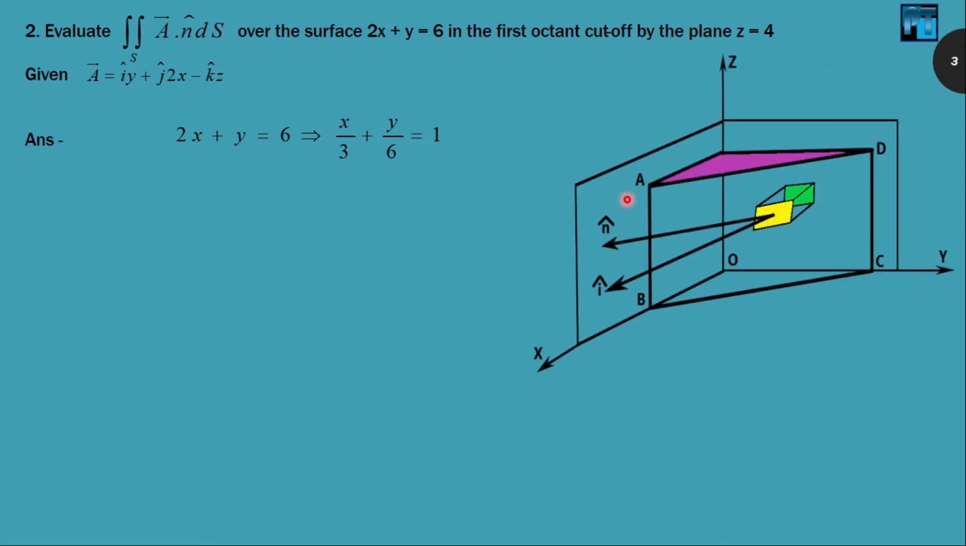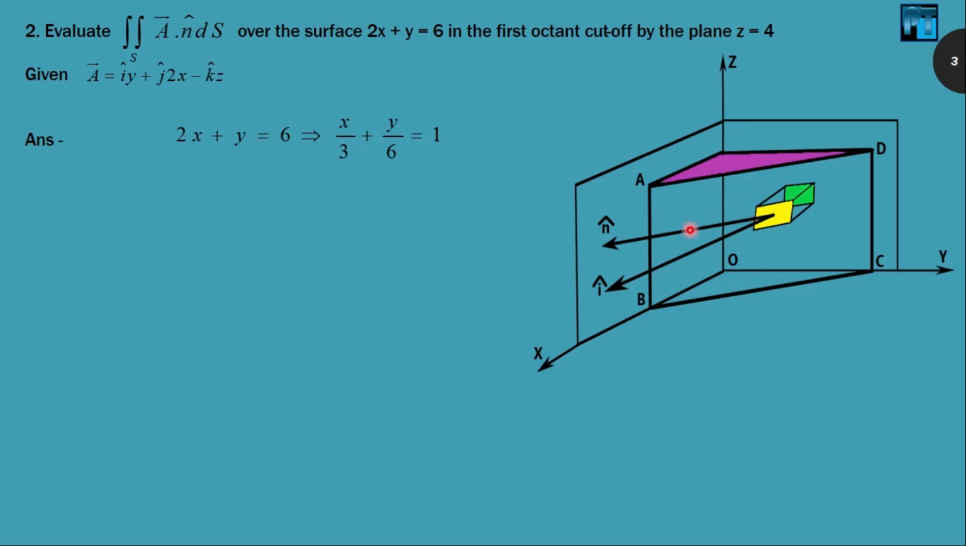See, this A, B, C, D, A is called the x by 3 plus y by 6 equals to one surface. Now this purple surface is the z equals to 4. So this is cut off here. Otherwise this surface can go on like this and be on the laptop screen.